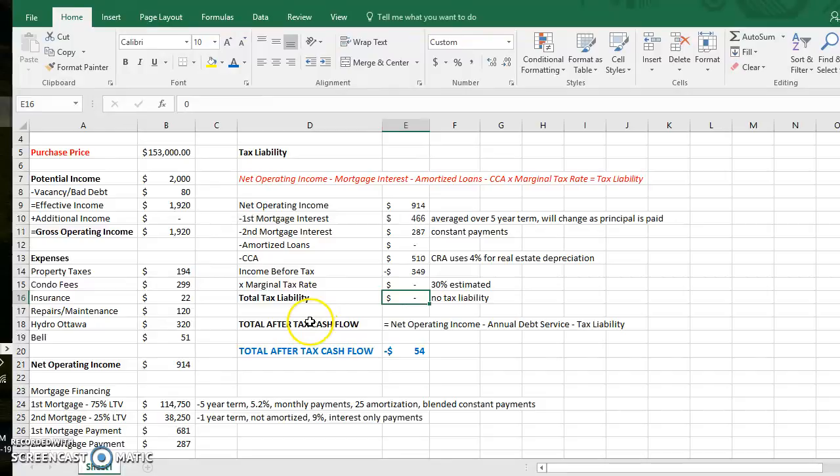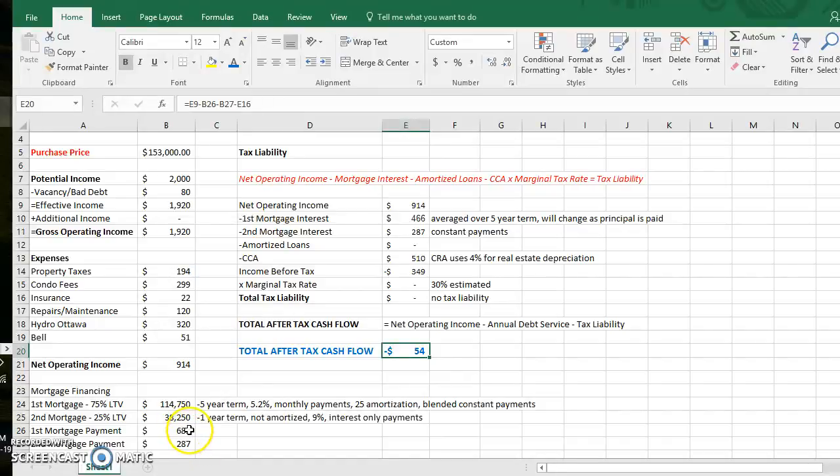And then we finalize that with our after-tax cash flow, which is this equation here. It's your net operating income, which again we've used and we calculate over here, minus your total annual debt service, and then minus your tax liability. So we'll bring up the equation here. As you can see, it is E9, which is again your net operating income. We go back, and then we subtract our annual debt service, which is our B26 and B27.